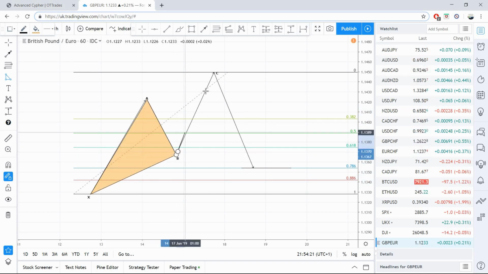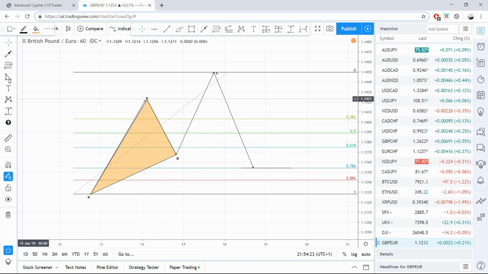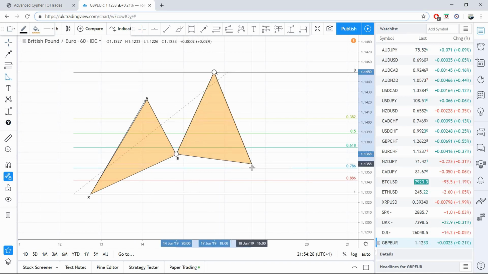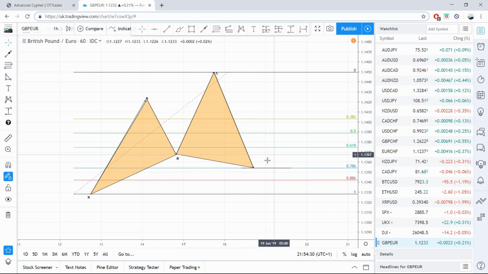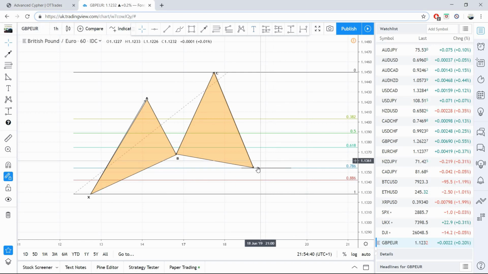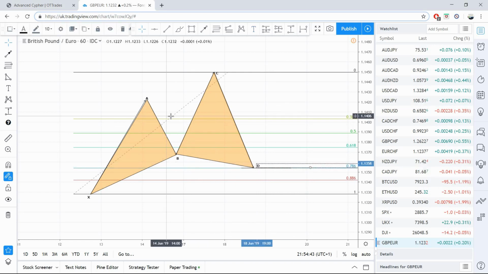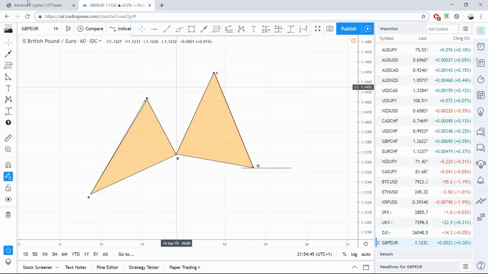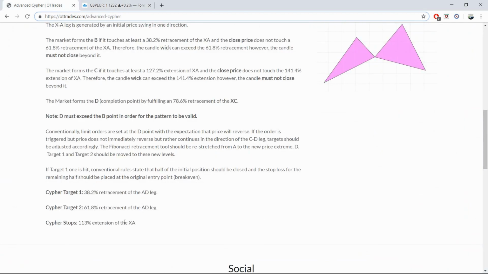It's B to C, C to D. So again, limit order at that D point here. And our stop loss is placed at the 113 of X to A. The 113 extension of X to A.